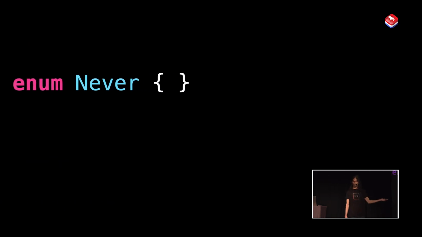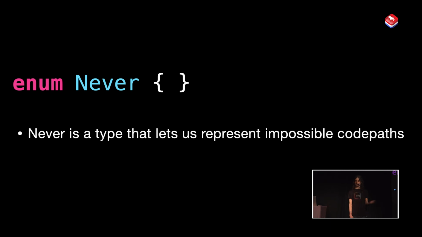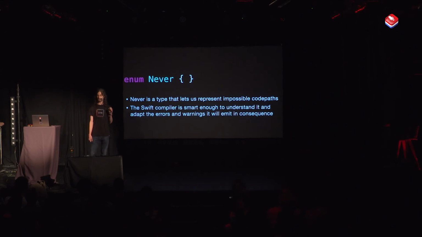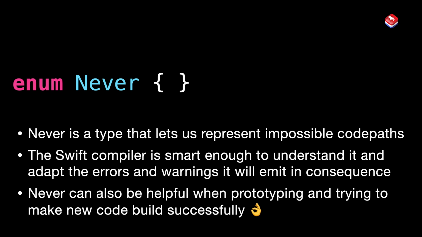So what should you take away from the Never enum? Never is a very special type that lets us represent impossible code paths. The Swift compiler is smart enough to understand it and adapt the errors and warnings it will emit in consequence. And a cool consequence of that also is that when you are writing code and you're only focusing on making your code build, you can use Never as a placeholder for code that you haven't yet written. And it's actually what you're doing, for instance, when you use fatalError or preconditionFailure inside a method.